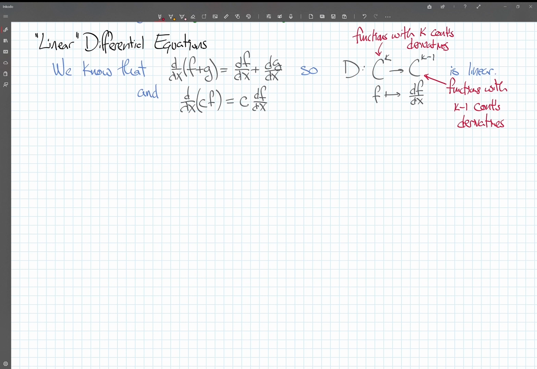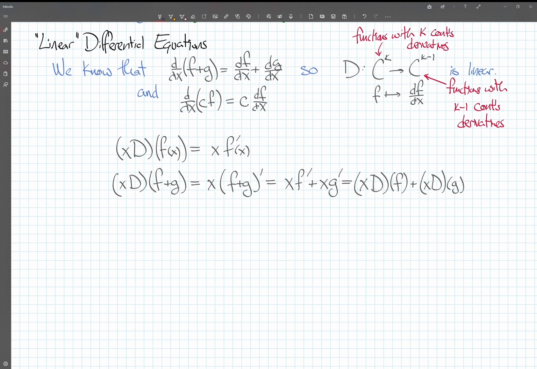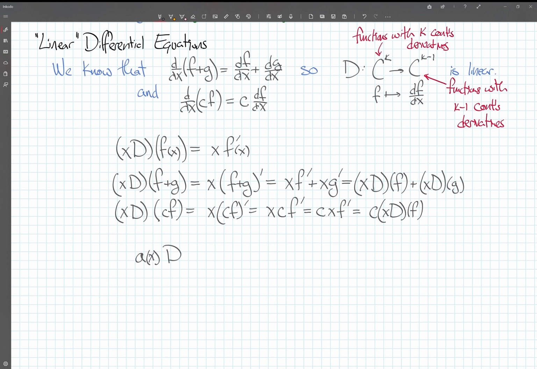Now, we can build other linear transformations from it. For example, we might take a derivative and then multiply by x. We're going to denote that by x times D. And let's check that that's in fact a linear transformation. Actually, there's really nothing special about multiplying by x. We could have multiplied by really any function of x that we wanted to. We'll write that a(x) times D.